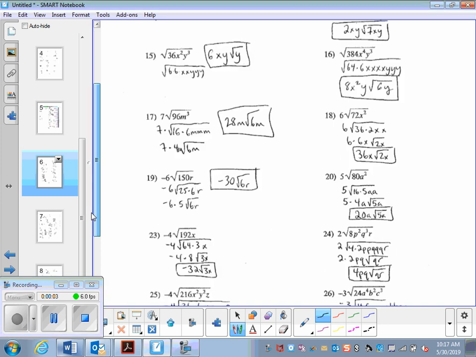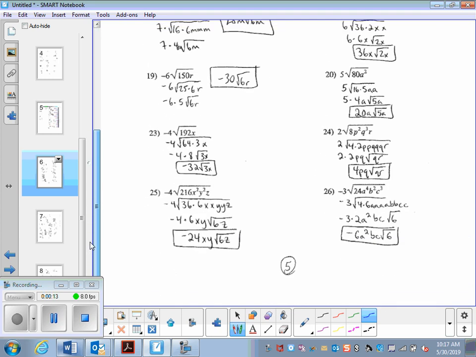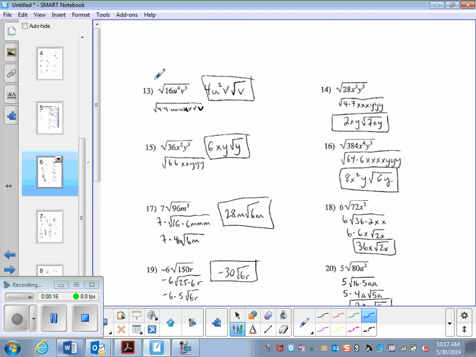All right, so we are on page 5 right now, and I'm just going to walk you through as many of these examples as you need. I'm going to start up here with number 13, then go over to number 14, and then 15 and 16. So find a problem if you need me to go through it, but I'm just going to start up here with number 13.